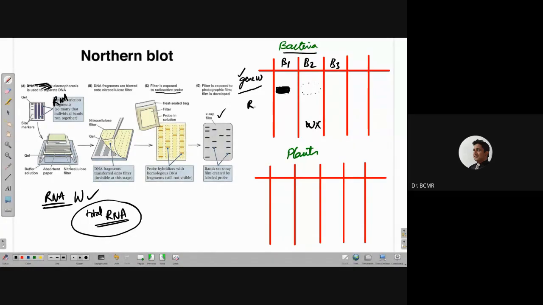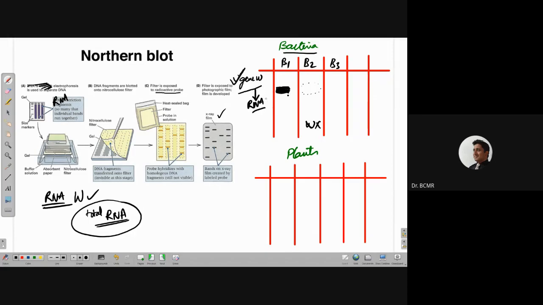We are analyzing RNA, and there is a band. So this RNA can only come from gene W, right? So the first part of my statement, B1 has gene W, is correct, because if RNA is present, it must have come from the gene itself. It cannot appear by itself. But the second statement is troublesome.